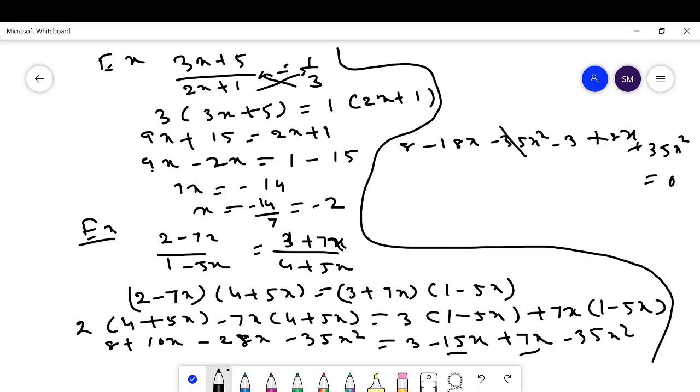Minus 35x square plus 35x square cancel. Here 8 minus 3 is 5. Minus 18x plus 8x is minus 10x is equal to 0. Then 10x is equal to 5. x equal to 5 upon 10, which equals 1 upon 2.